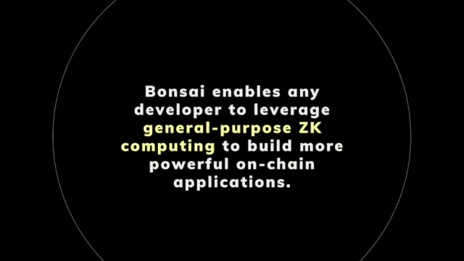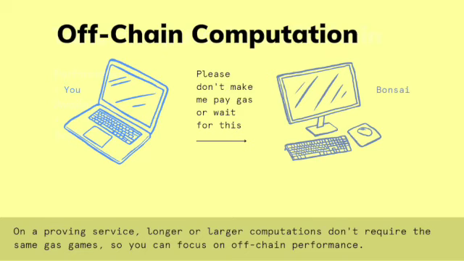So we're going to let you build better on-chain applications because you can use general purpose ZK computing to take care of the off-chain bits that you don't want to have to run through the EVM. And I'm going to break down just a little bit the benefits of this. So the first one is obvious, off-chain computation, right? Everybody likes paying less for computations executed outside the EVM.